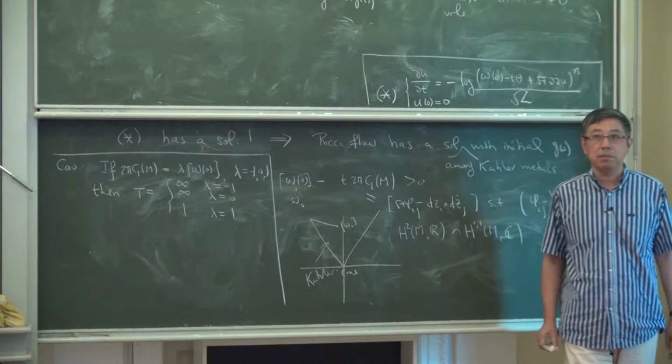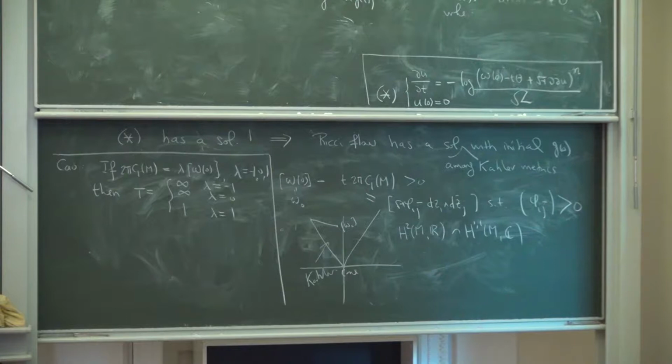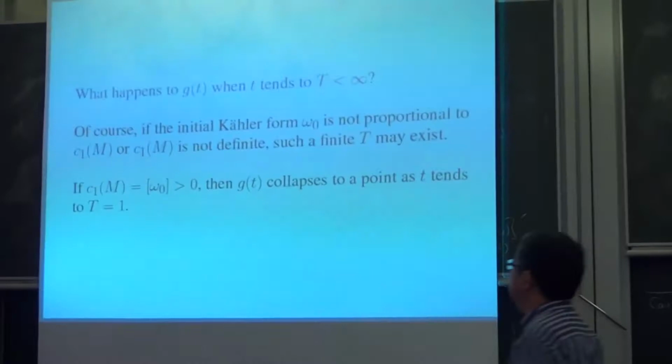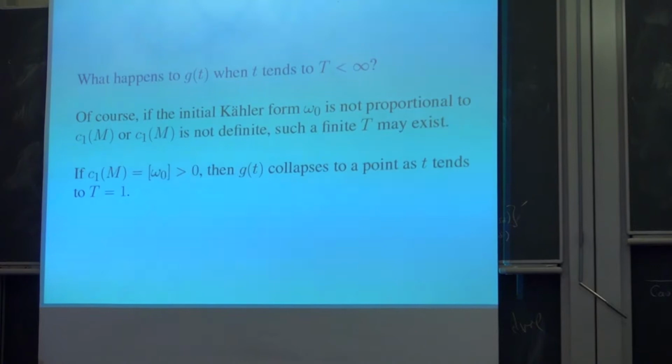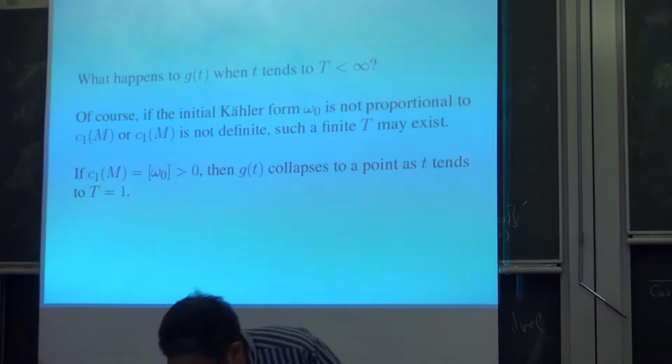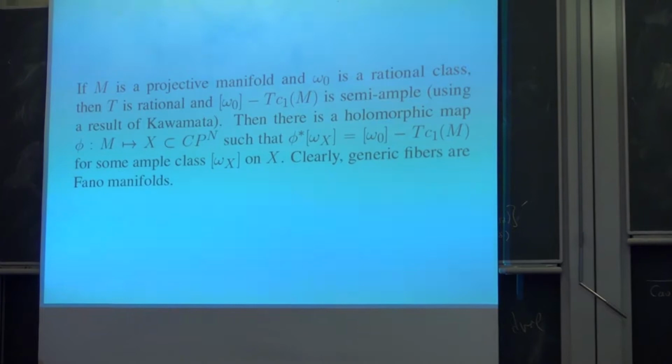So then you ask what happens if t tends to capital T. Of course, if the initial Kahler form is not proportional to this, or is not definite, such a T may exist. I already showed you an example here, it exists. So finite time singularity does happen. So I tell you the theorem, and what's the older theorem of Kawamata. And so what is the status of this Kahler-Ricci flow here?